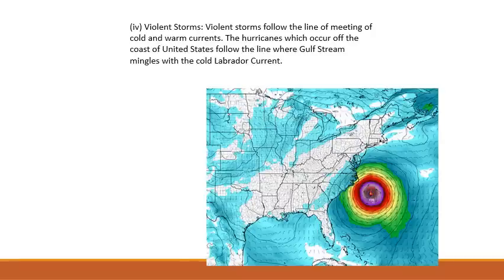Violent storms, the next effect of ocean current on the climate. Whenever warm and cold ocean currents meet, they result in violent storms. The hurricanes which occur off the coast of United States often follow the line where the Gulf Stream mixes up with the cold Labrador current.